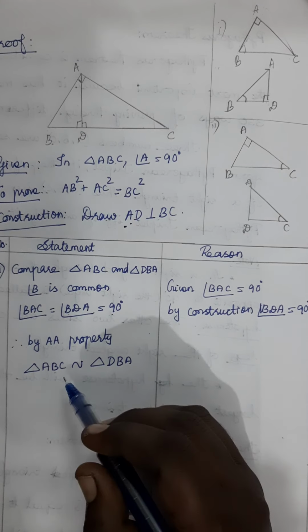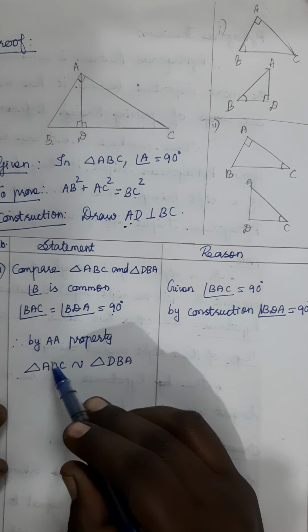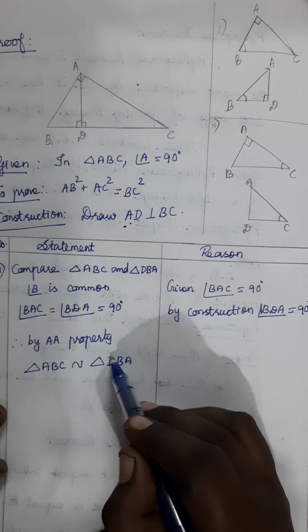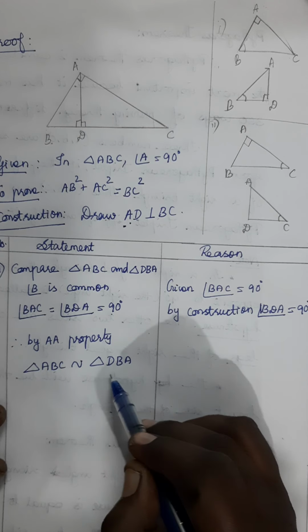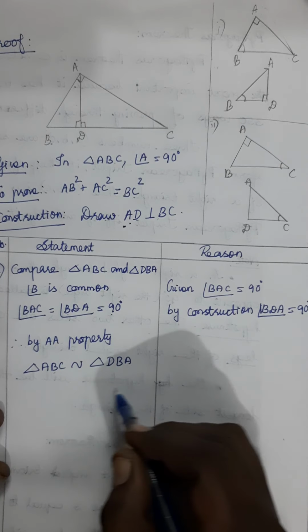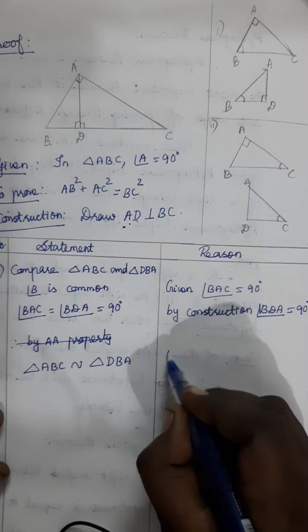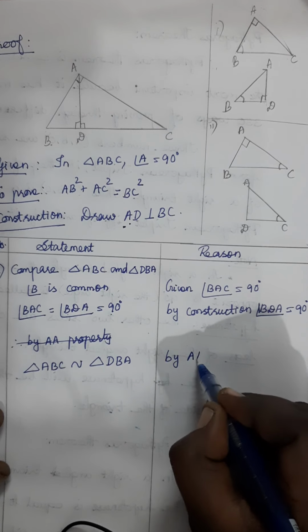Is everything clear? It is not necessary to write in the same order, but however you make the name for the first triangle, in the same way you write the second triangle. Understood? Okay, so now the triangles are similar. We can write the reason as AA similarity.